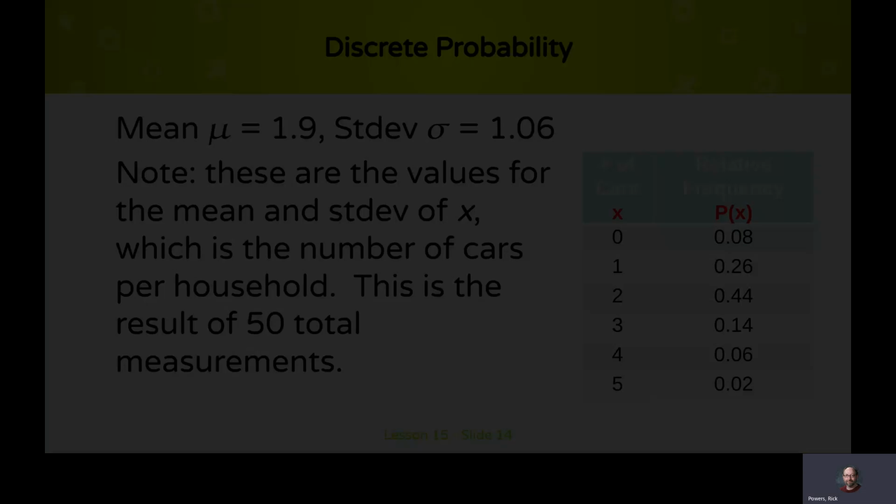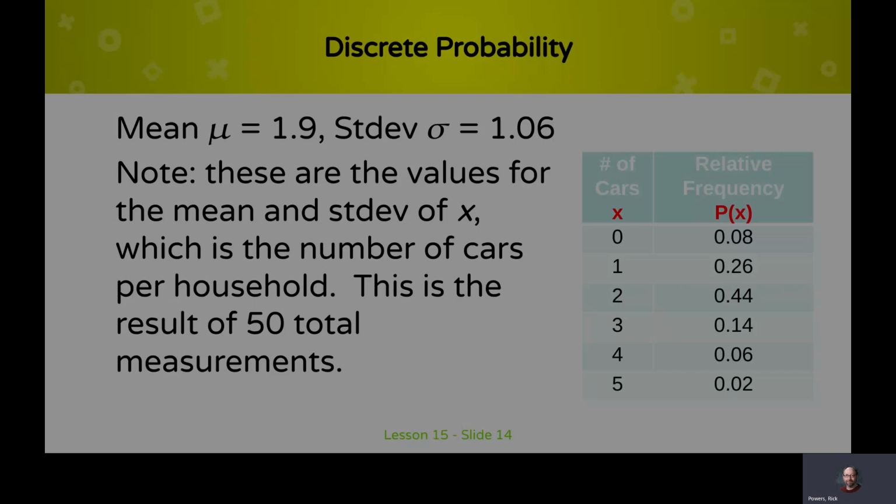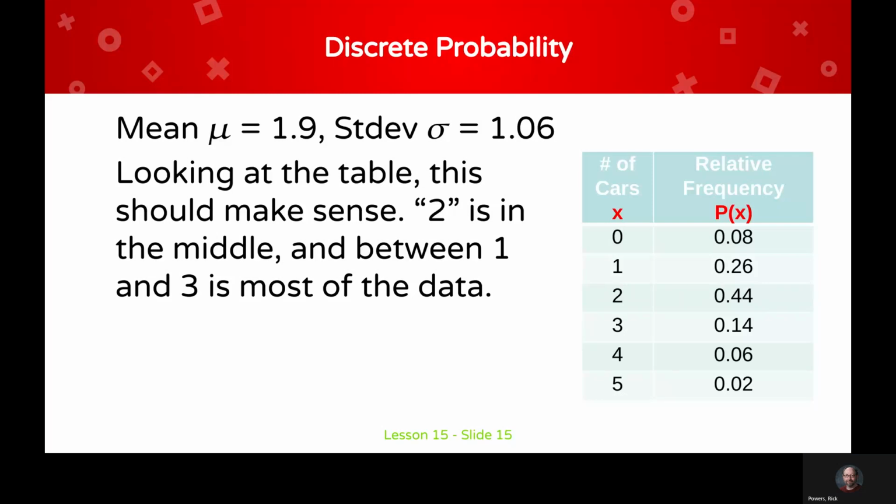The mean is 1.9, the standard deviation is 1.06. Note, these are the values for the mean and standard deviation of X, which is the number of cars per household. This is the result of 50 total measurements. Looking at the table, this should make sense. 2 is in the middle, and between 1 and 3 is most of the data.